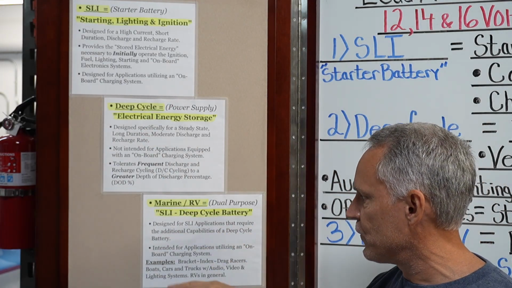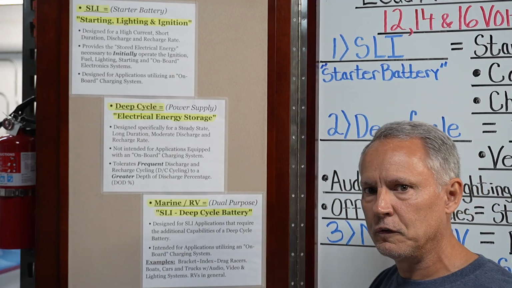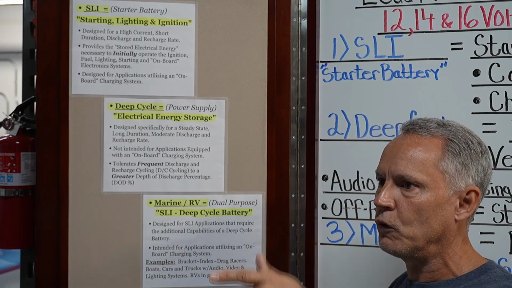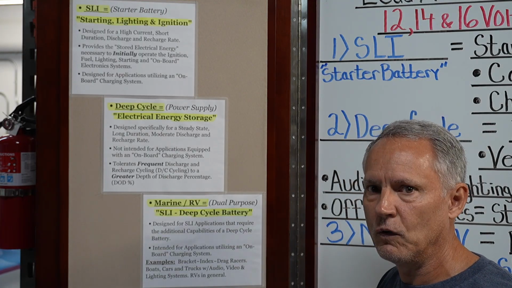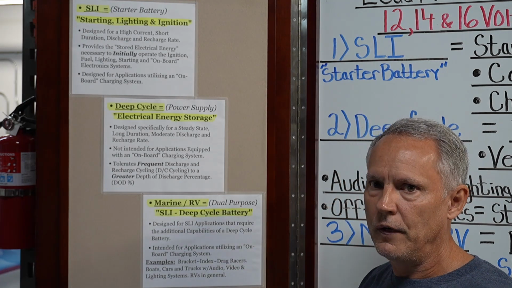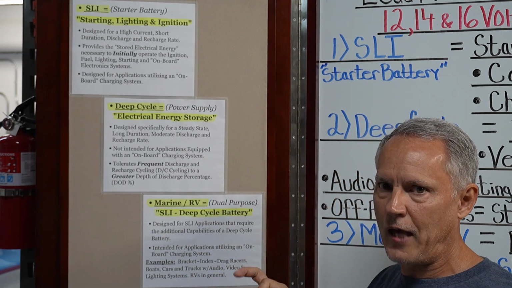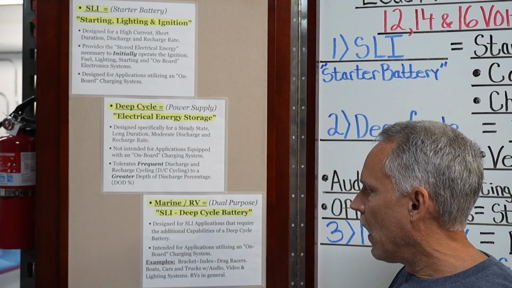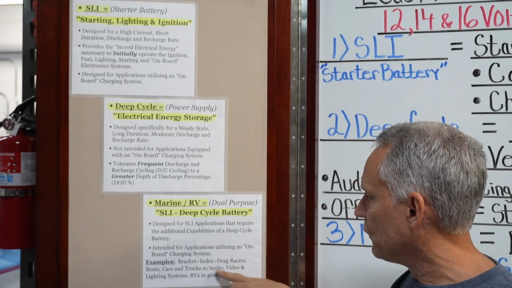A dual purpose situation in bracket index drag racers, like I said, not the guys who are towing their car up to the start line and towing it back at the end of the run. Those guys don't need a charging system. They don't even need much of a battery at all, to be honest with you. Not a very capable battery, right?